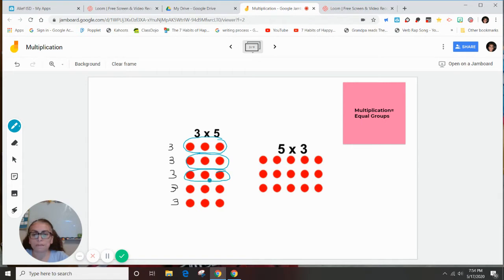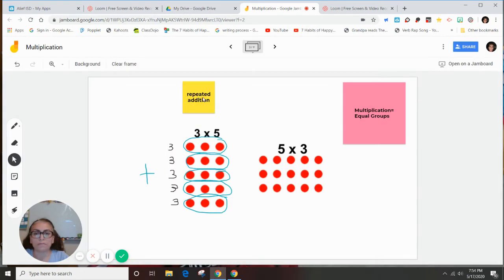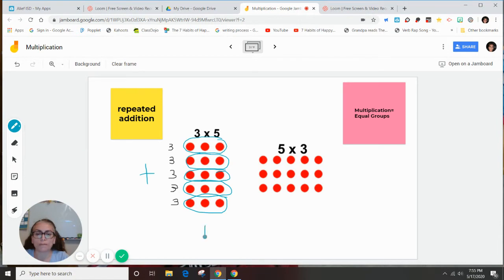3 groups, 4 groups, and 5 groups. And it's going to be 3 plus 3 plus 3 plus 3 plus 3. Again, my repeated addition. That's how I call that. Okay, let's put it on the sticky note too. Repeated addition. So 3 plus 3, 6 plus 3, 9 plus 3, 12 plus 3, 15. Okay, so my repeated addition for this problem is 15.